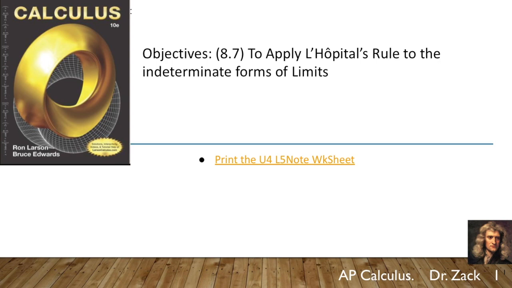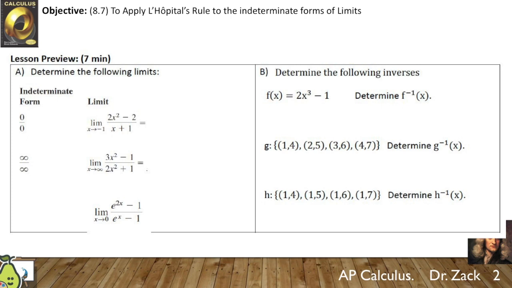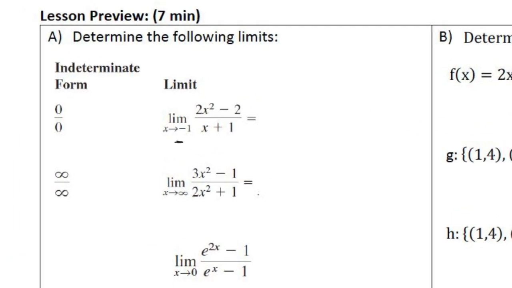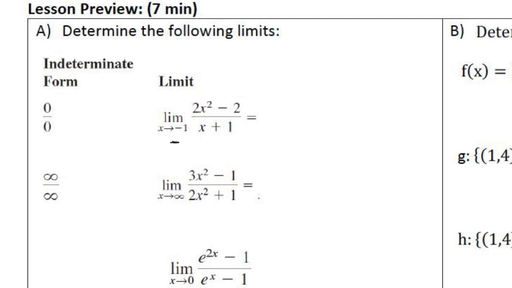So let's get started. While working on your lesson preview, you recognized that when you substituted your -1 into your function, you had a 0 over 0 form of your equation, which is an indeterminate form of a limit. When you used factoring to simplify your problem, you saw that your factors canceled out and you had a removable discontinuity at -1. Now this removable discontinuity, we are going to exploit and figure out ways to find the limit in a whole lot easier fashion.